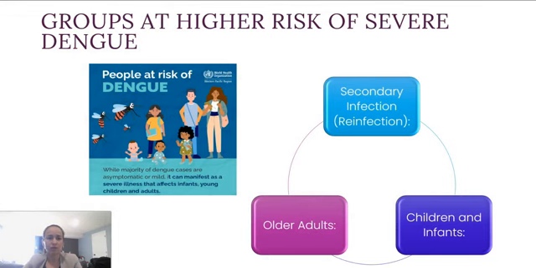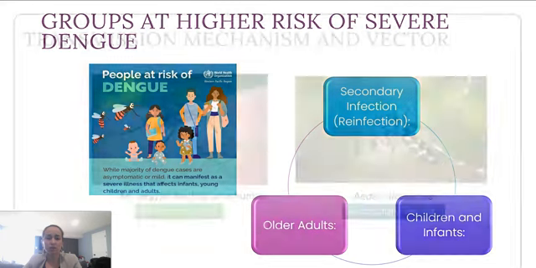Groups at high risk of severe dengue. Secondary infection, reinfection: individuals who are infected a second time with a serotype different from that of their initial infection face a significantly higher risk of developing severe symptoms. Children and infants: children under 15 years of age, particularly infants, are more prone to developing severe dengue due to the increased permeability of their microcirculation. Older adults: individuals over the age of 65 are at high risk of complications.